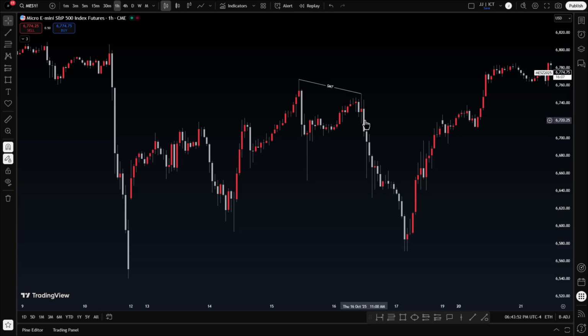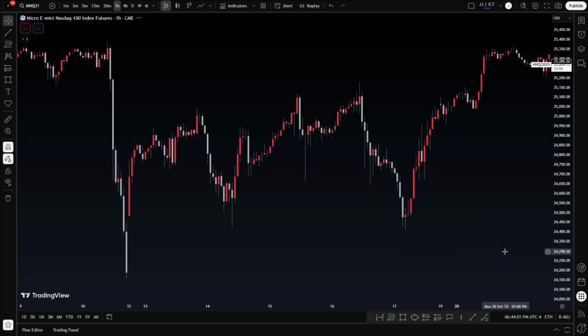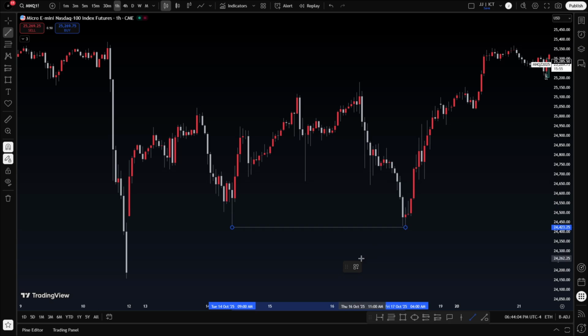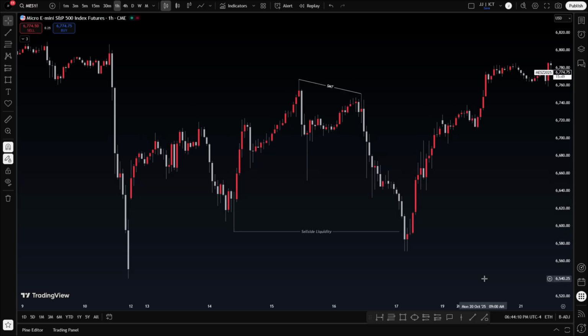Now let's analyze both moves, okay? Let's analyze the magnitude between the two. We have sell-side liquidity here. Let's start combining the concepts I've taught you. Sell-side liquidity here, and we have more sell-side liquidity here. Both took out sell-side liquidity. Anyway, which one has higher magnitude? Which one do you think?